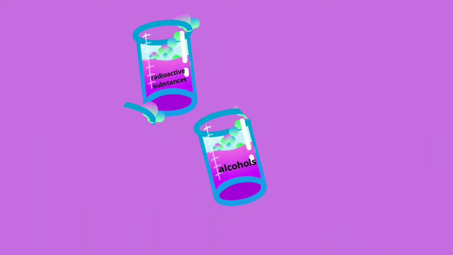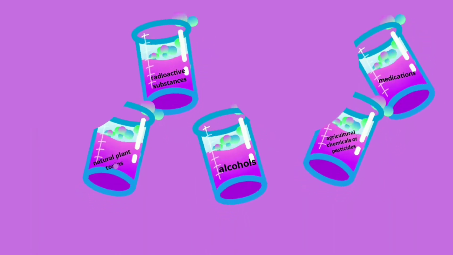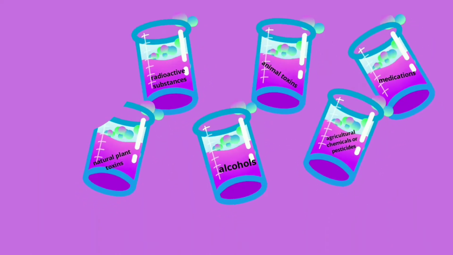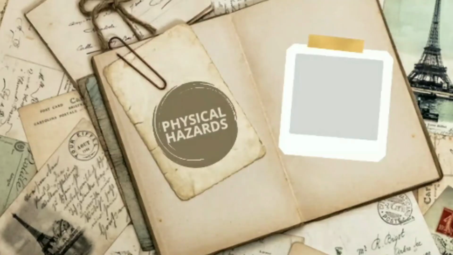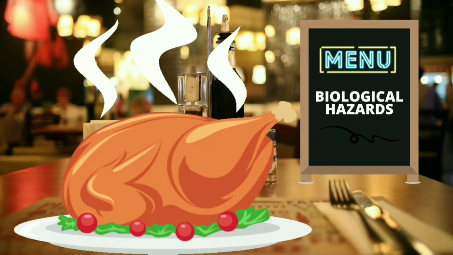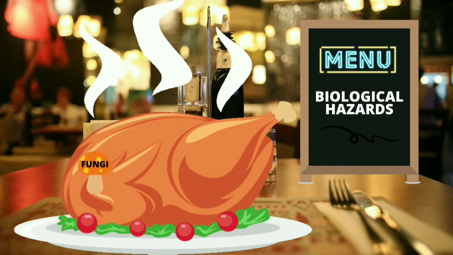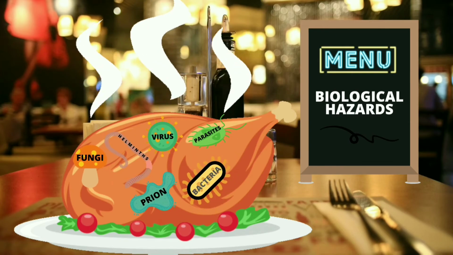Alcohols, radioactive substances, medication, agricultural chemicals or pesticides, natural plant toxins, animal toxins, and food additives are examples of chemical hazards. Physical hazards include toothpicks, plastic, hair, pebbles, glass shards, metal fragments, and fabrics. Good examples of biological hazards in food service operations are fungi, bacteria, viruses, prions, parasites, and helminths.